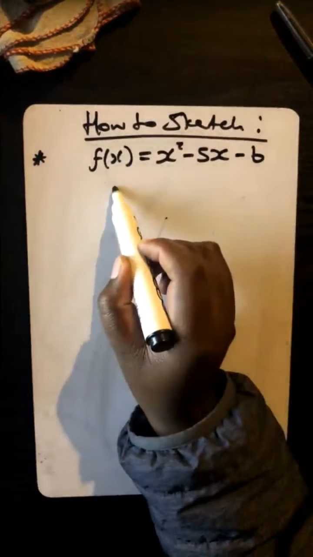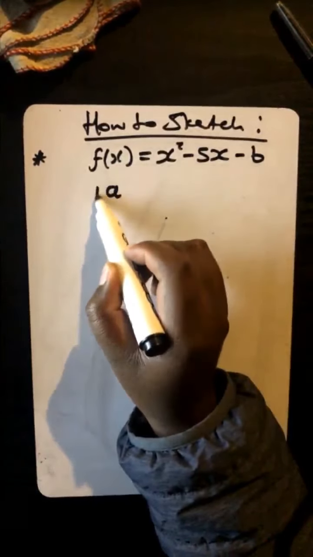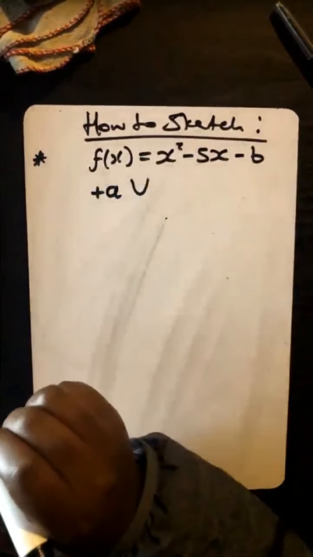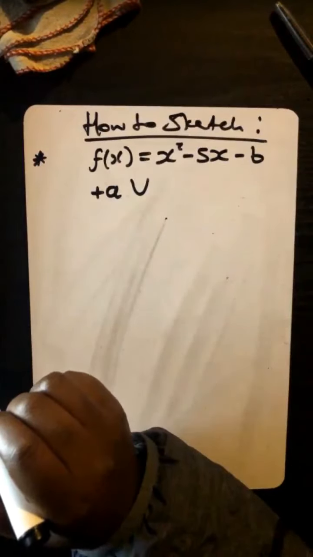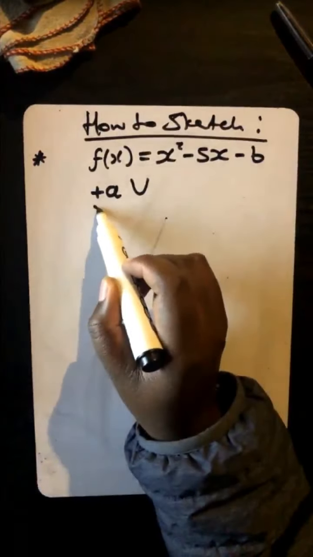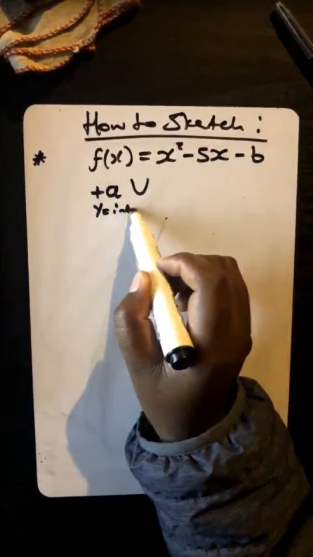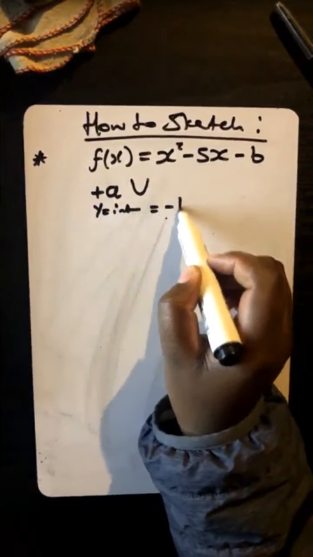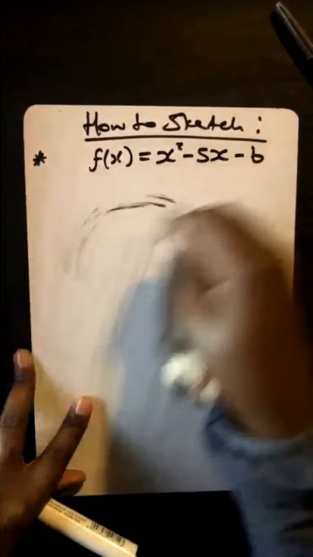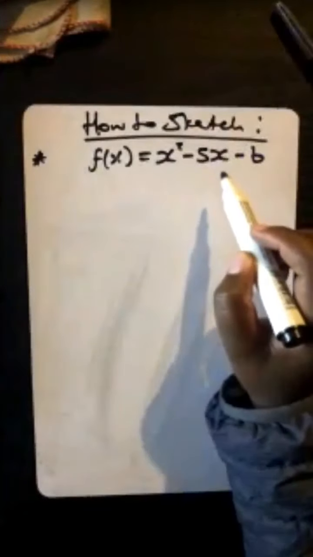So I wanted you guys to say we've got a positive a value, which means we're going to have a smiling shape when we sketch. And again, we've got the y-intercept, which is negative 6. So this is what I wanted you guys to say with regards to that function. So that means when you sketch it, it mustn't have a sad shape.